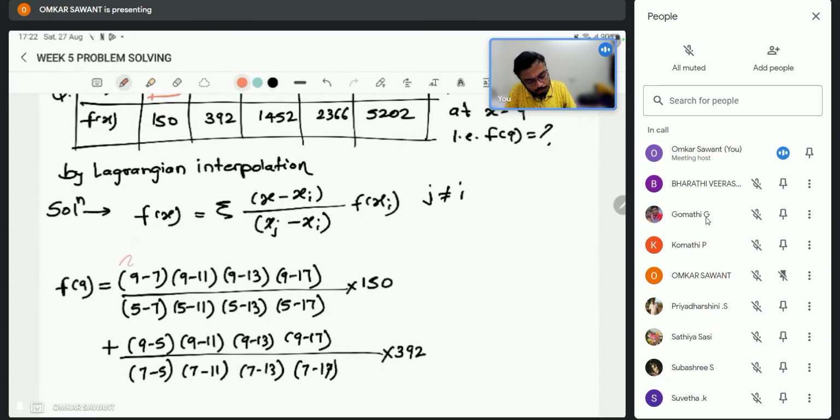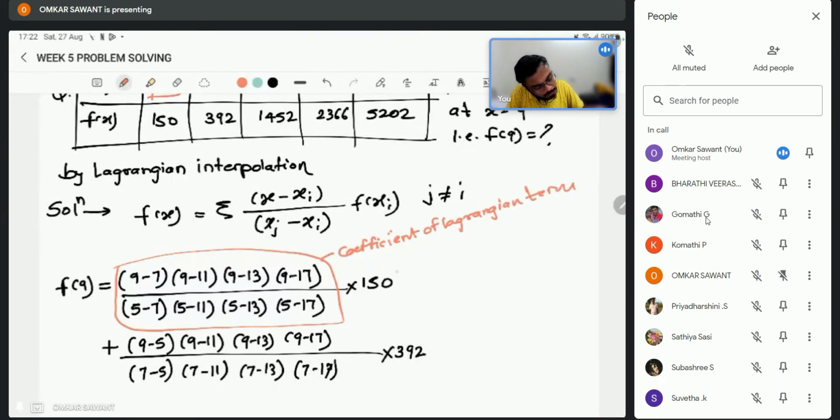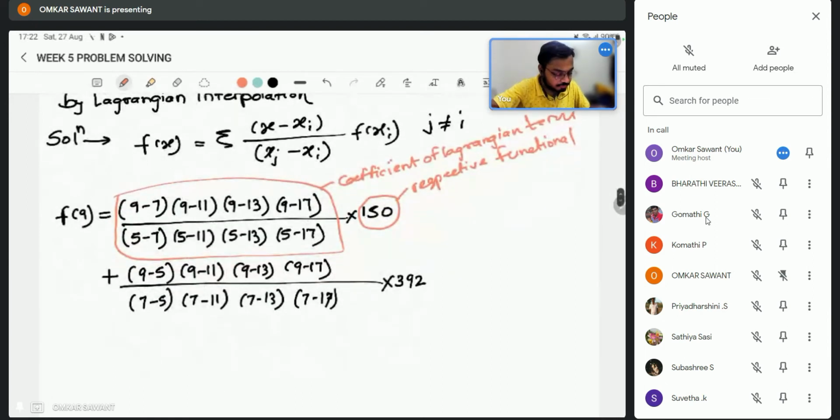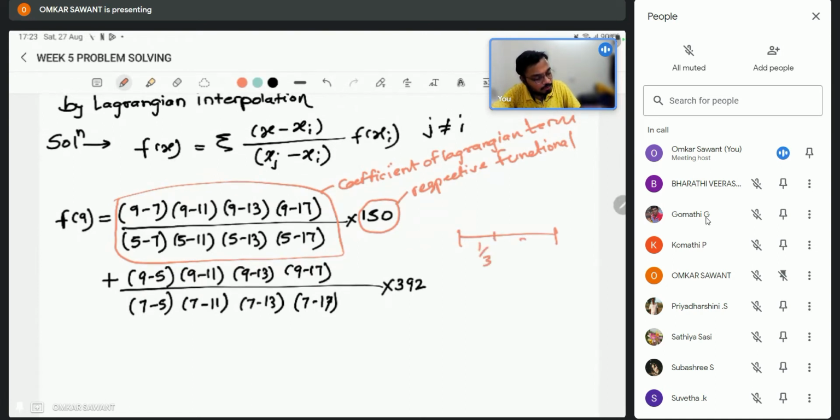These are the coefficients of the Lagrangian terms, and this is the respective functional value. It is like, see, if we have one segment and we break it into, say, 1 by 3 and 2 by 3. What is this 1 by 3, 2 by 3? It is the weightage. So these coefficients are nothing but the weightage, how much weightage should be given.